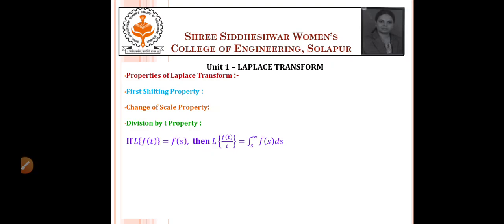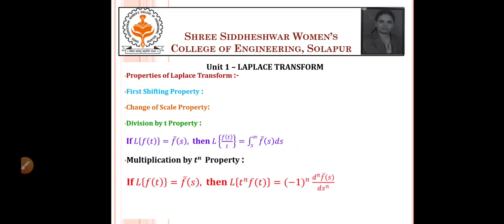So now we will move to the next property, that is multiplication by t raised to n property. Here instead of taking integration, we have to differentiate f bar of s. So the statement is, if L of f of t equal to f bar of s, then L of t raised to n f of t equal to minus 1 raised to n d n f bar of s with respect to s, that is d n by d s raised to n of f bar of s.